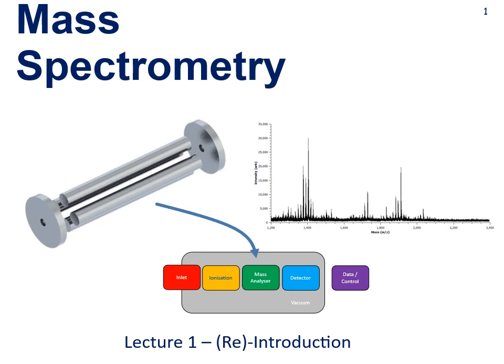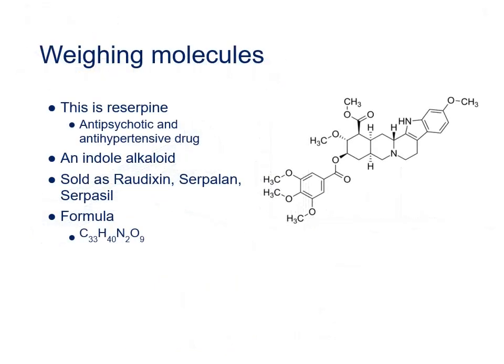Within this mass spec course, we will focus on mass spectrometry fundamentals and the underlying instrumentation. Understanding these is essential before you can go on to become advanced users of mass spectrometry. So, where can we begin? I think the best place to start is to consider what a mass spectrometer can do for us.